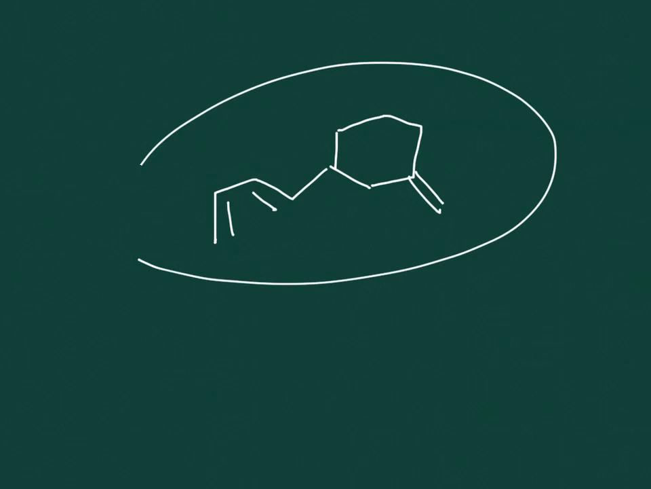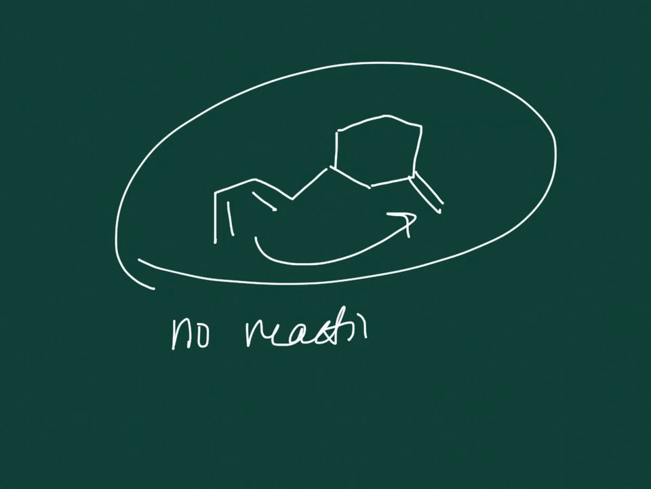For an intramolecular reaction to occur, we have to have flexibility. Here, there's not enough room for this to rotate to reach the dienophile, so there will be no reaction. Okay, so in order to have the intramolecular, we need to have flexibility.